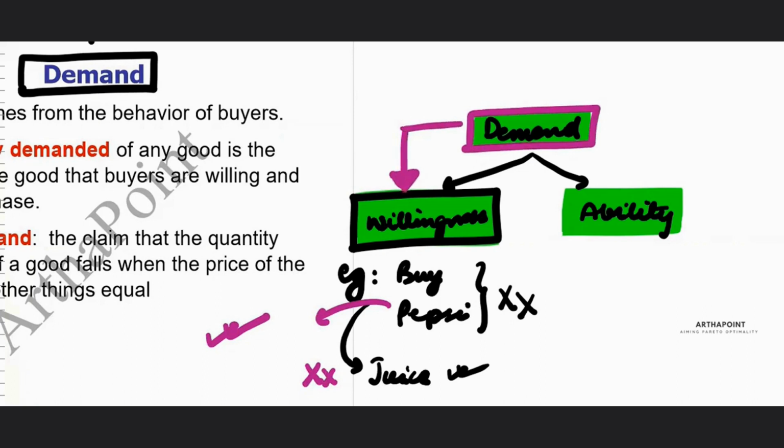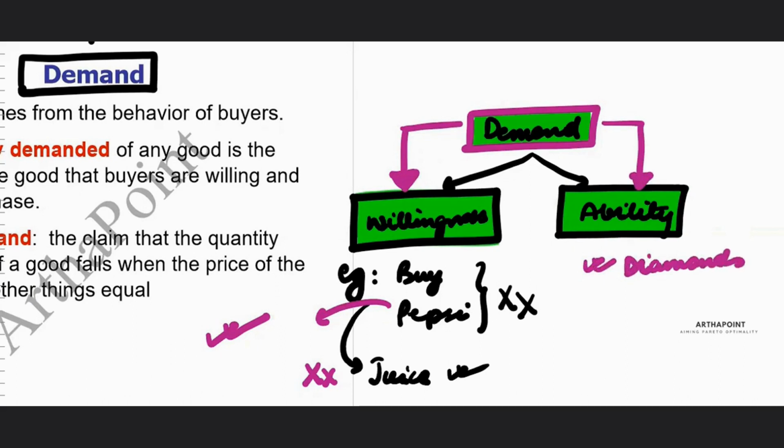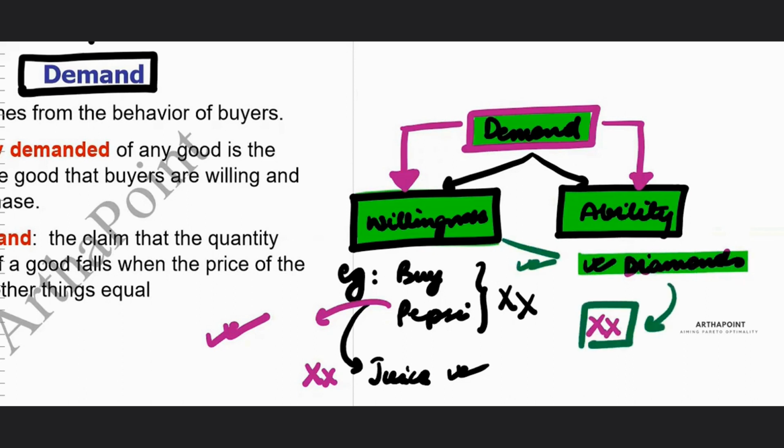Even if you have the money to buy it, are you willing to spend on a particular product or not? That is the demand side. The other part of this is ability. You may be willing to buy something. I want to buy diamonds. Am I able to buy diamonds or not? No, I don't have the ability to buy it. I have the willingness, but I don't have the ability to buy it.